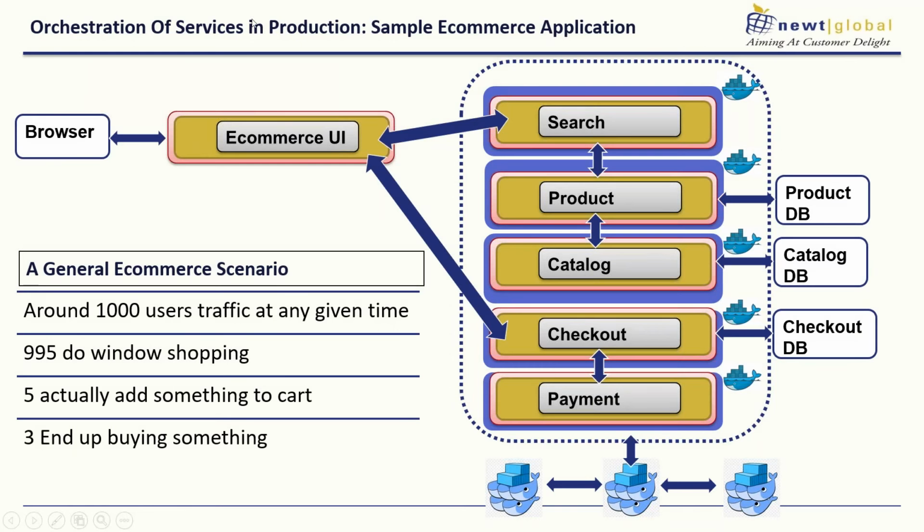Another aspect that we need to talk about is the orchestration of services in production. Let us say that there is a sample e-commerce application, and there's a general scenario, right? Let us say at any point in time 1,000 users are there in the entire system. So 995 would actually do window shopping, which means they will look at the search, they look at the product, and they look at the catalog, right? These three services are probably search and product services, right? These are the ones that 995 users will be targeting. 5 would actually add something to the cart, and 3 would actually end up buying something, right?